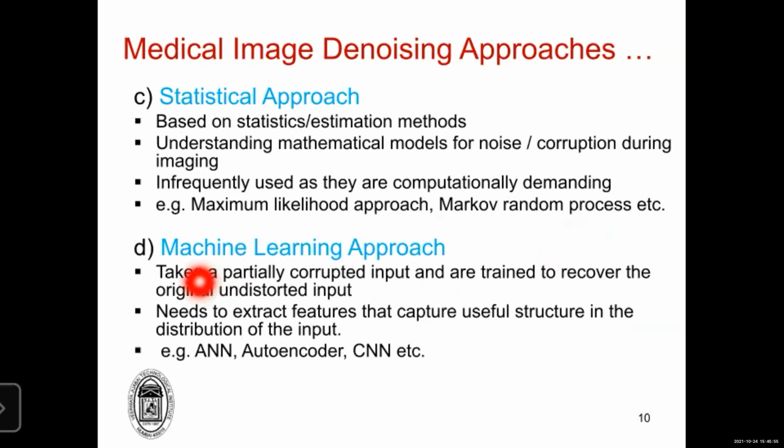Next approach is the machine learning approach. In machine learning, it takes a partially corrupted input and is trained to recover the original undistorted input. It needs to extract features that capture useful structure in the distribution of the input. Examples are ANN, CNN.